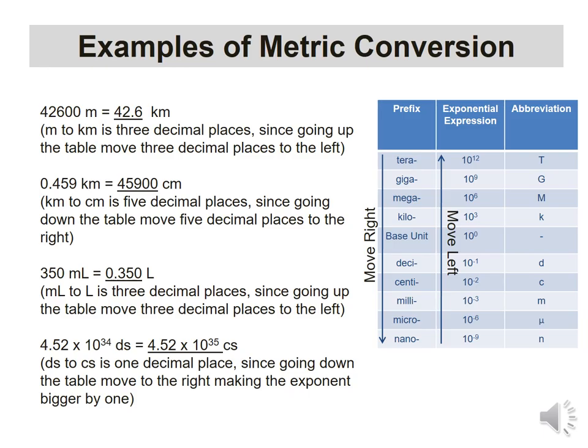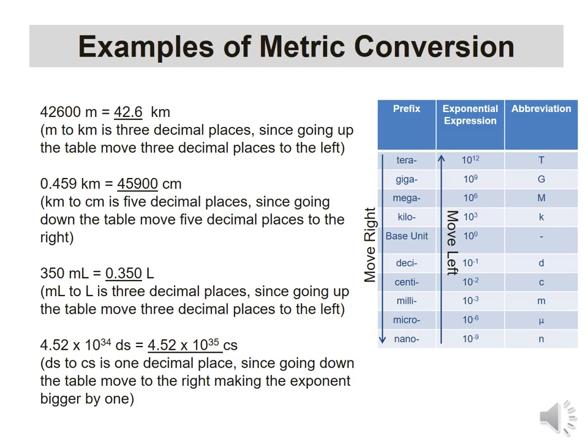Now I want to go from kilometers to centimeters. My kilometers start out here still. My centimeters are all the way down here. The difference between those two is 3 and minus 2. So 3 minus negative 2 is 5. So move it 5 places again. I'm going from kilo to centi down here, so I move it to the right. I move it 5 places to the right: 1, 2, 3, 4, 5 gives me the 2 zeros I have on the end.